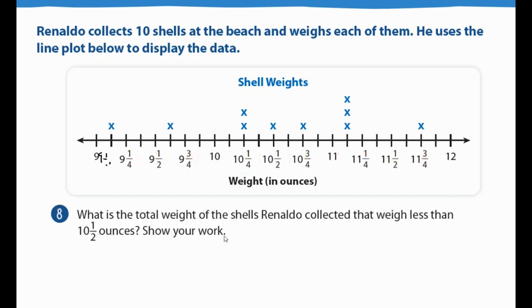On the next page, it says, what is the total weight of the shells Renato collected that weighed less than 10.5 ounces? So here's 10.5.